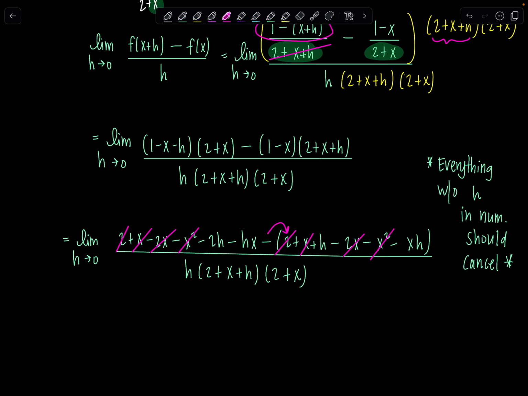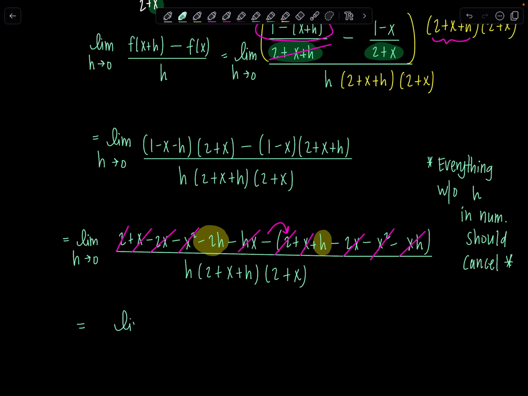Negative 2h, no, that's not going to cancel. Let me highlight it so I don't lose it. Negative hx, guess what? That has an h, but it still cancels with this guy. Anybody else left? Oh yeah, poor little negative h, okay?